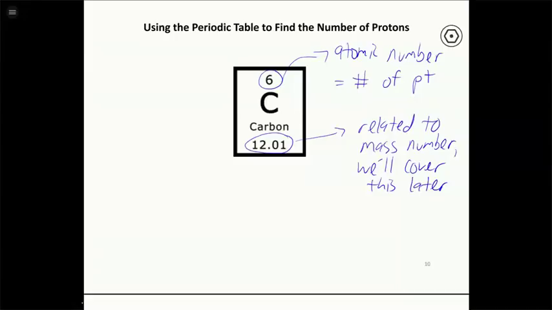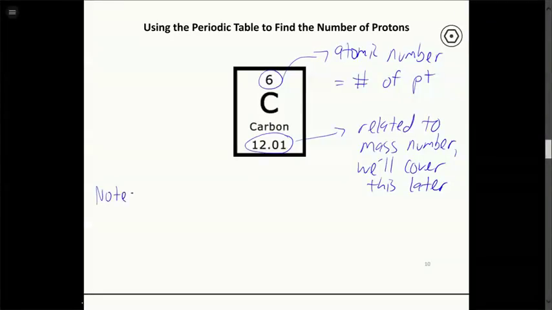Now, another reason to point this out now is that very often in atomic symbols you don't include the atomic number. That number that I abbreviated as Z, the atomic number, is usually going to be left out of atomic symbols.